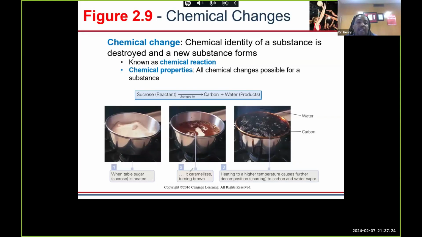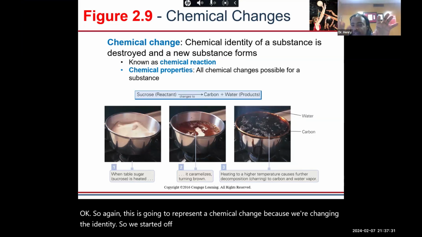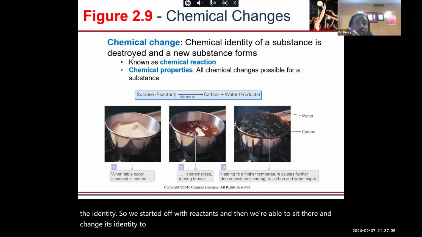Okay, so again, this is going to represent a chemical change because we're changing the identity. So we started off with the reactants, and then we're able to change its identity to just carbon and water, right? And so that would be a chemical change.